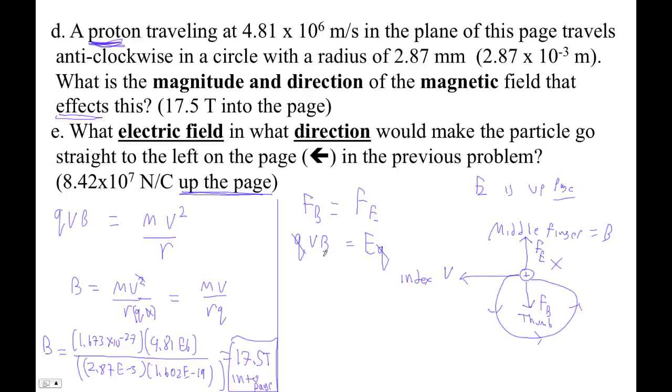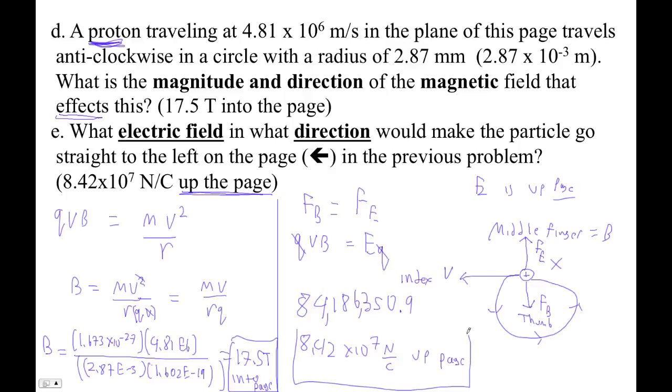Okay. So we're going to take that magnetic field we got in the last problem and go times 4.81 E6. Whoops. And I get this giant number that my TI calculator does not help me with. 84186350. Honestly, you couldn't put commas in there. Okay, let's see. That is 8.42 times 10 to the 7th newtons per coulomb. And then we figured out that it has to be up the page because magnetic force is down the page. The electric force would have to be up the page to counteract that.